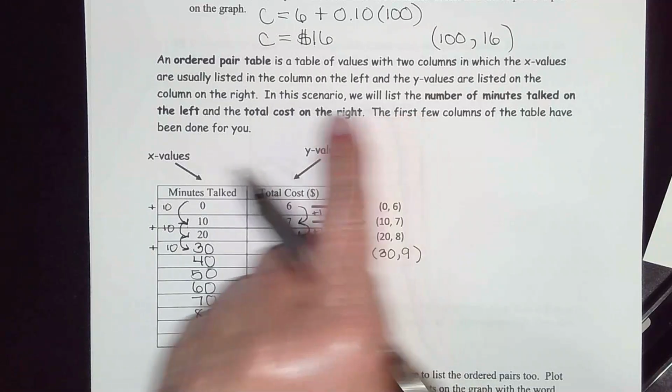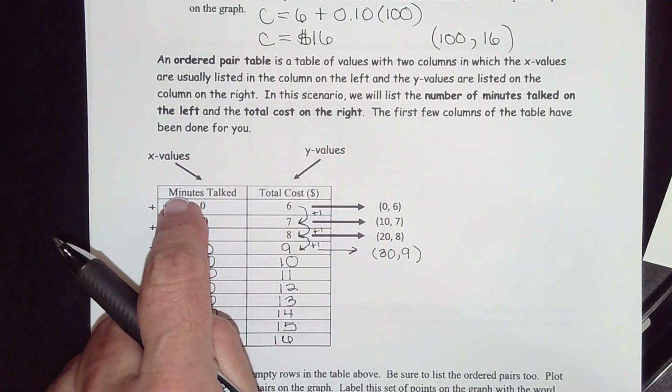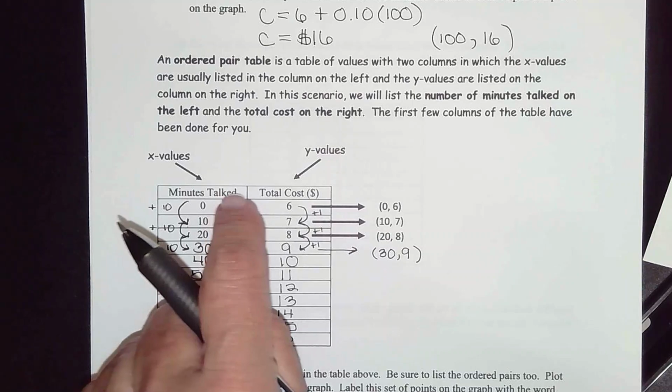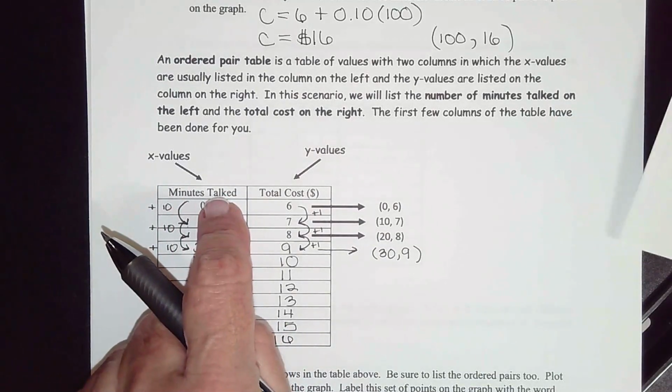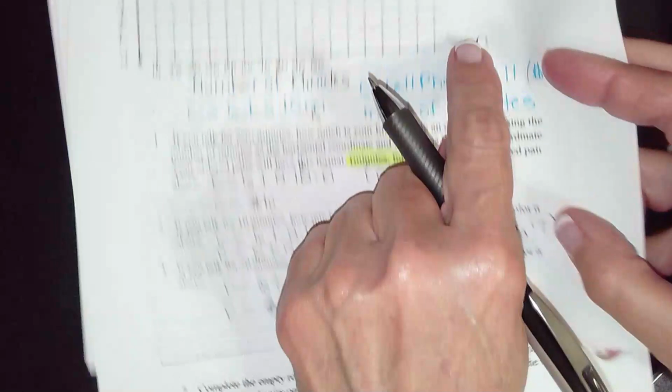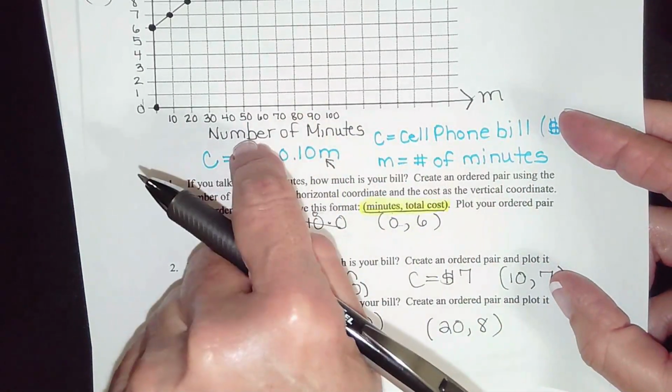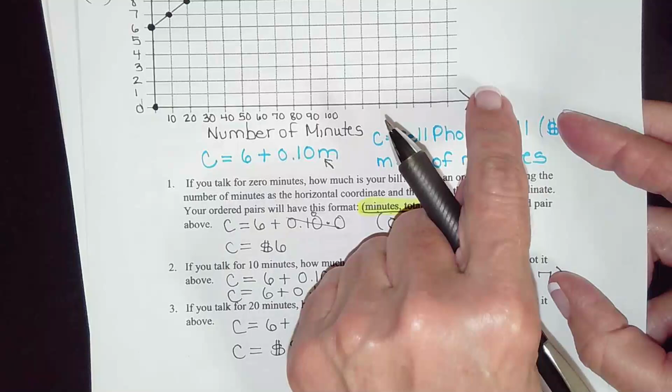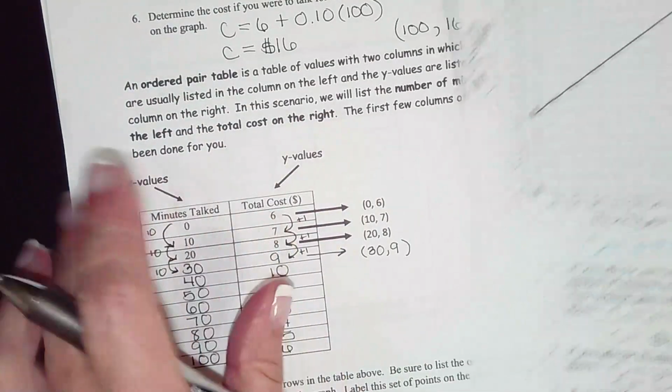In this scenario, we will list the number of minutes talked because it said that was on the x-axis on our other page. So not only do you have to know it's the x values, you have to write what it is above. So the x values are number of minutes, and the y value is the total cost of the bill.